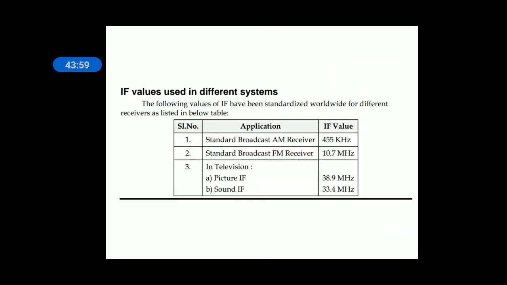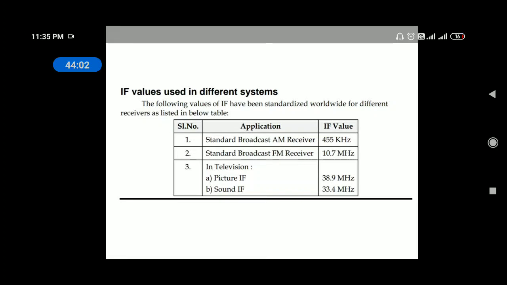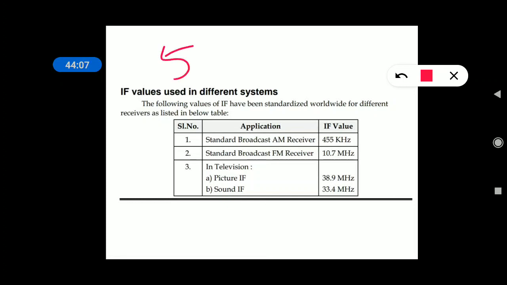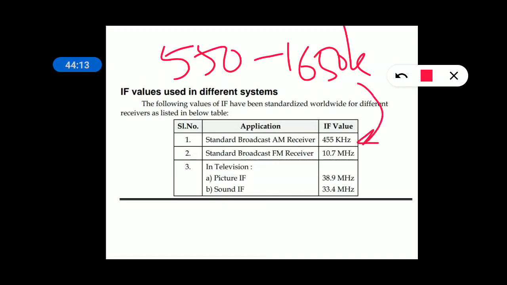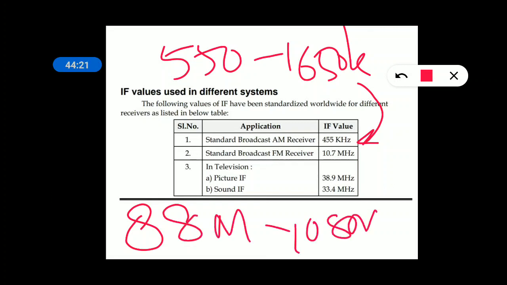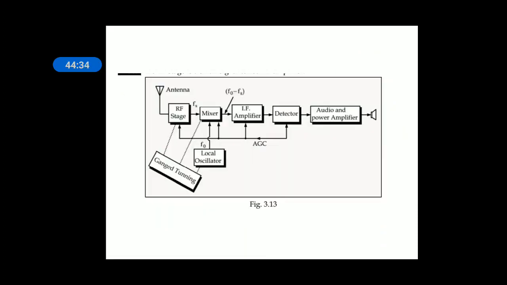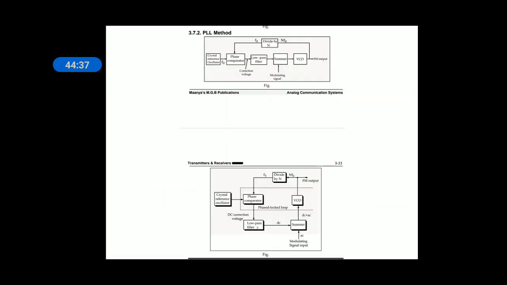What is the AM broadcasting range? 550 to 1650 kilohertz. Hence the IF is also in kilohertz, whereas for FM, the FM band is 88 megahertz to 108 megahertz. That means as the band is in the megahertz range, the IF is also in terms of megahertz. Similarly for picture IF as well as sound IF also in television.